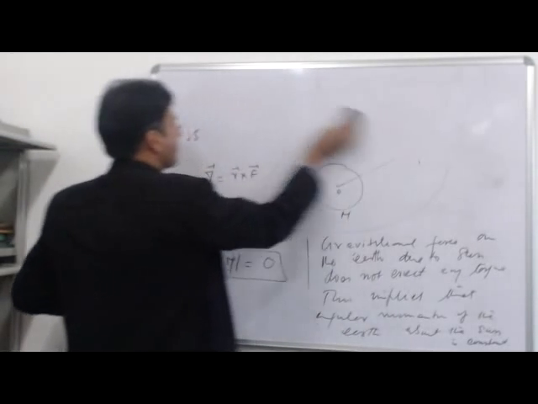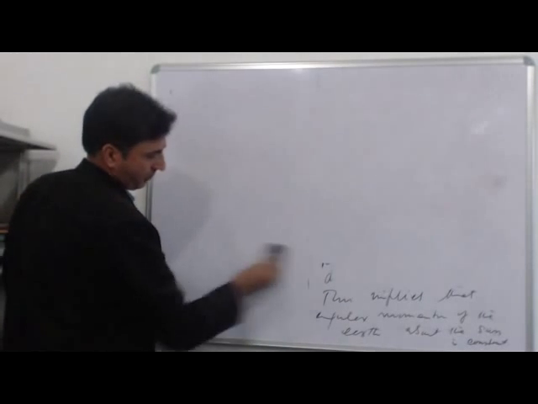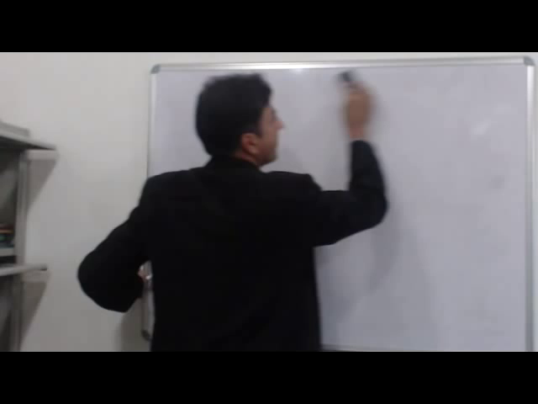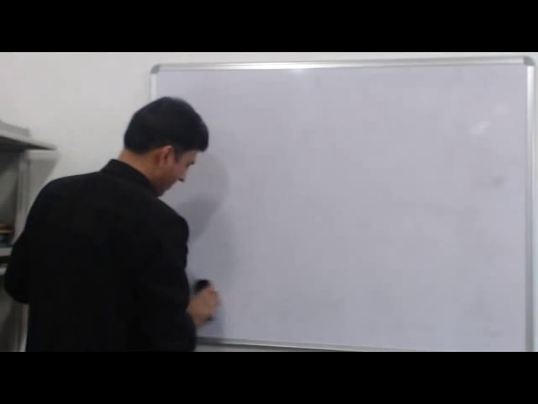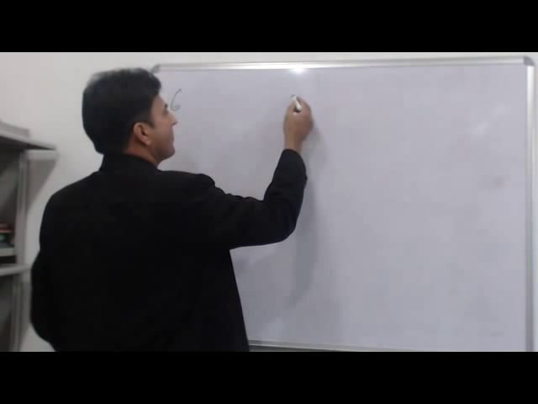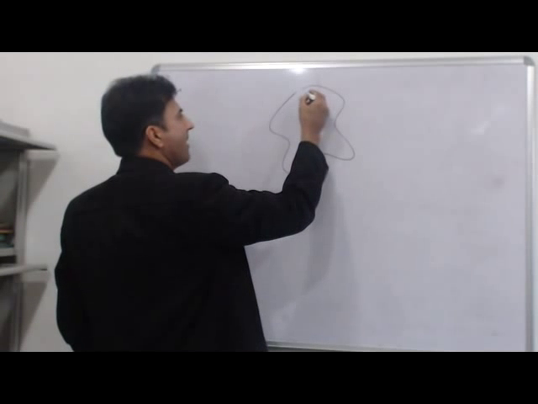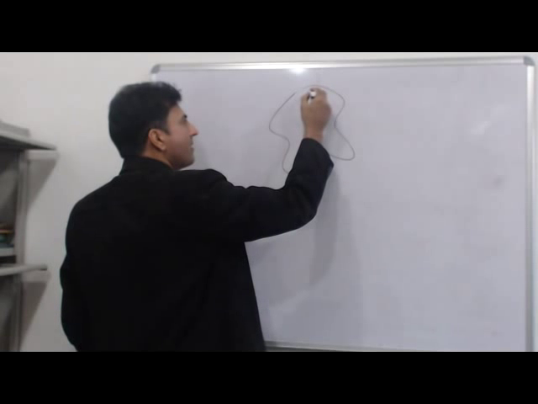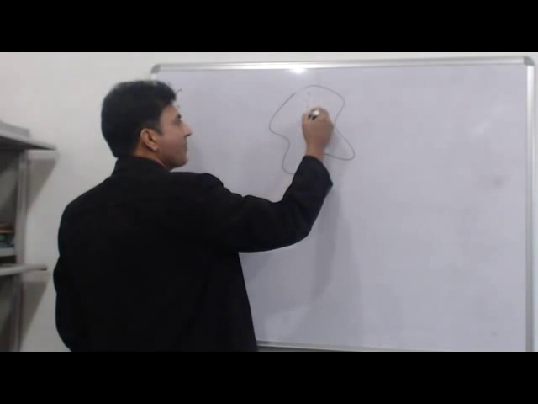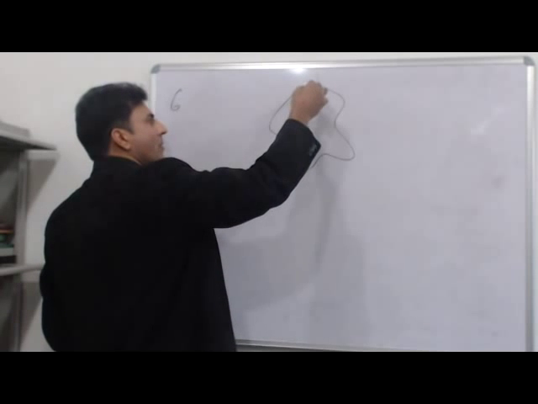Sixth point. Let us take a compound pendulum whose center of mass is this, and which is suspended from a fixed point. Let me suppose the fixed point is here. The distance between the fixed point and the center of mass, let me suppose that is L. It is being pivoted here and it can rotate about this point.